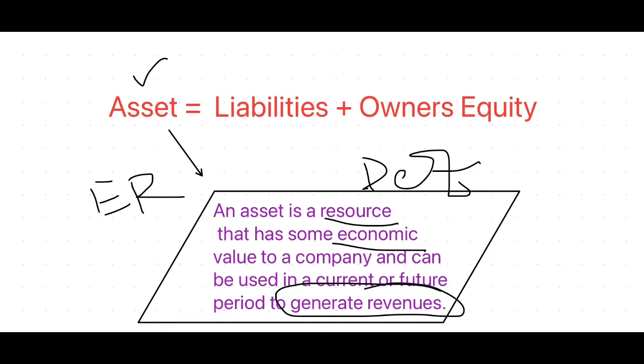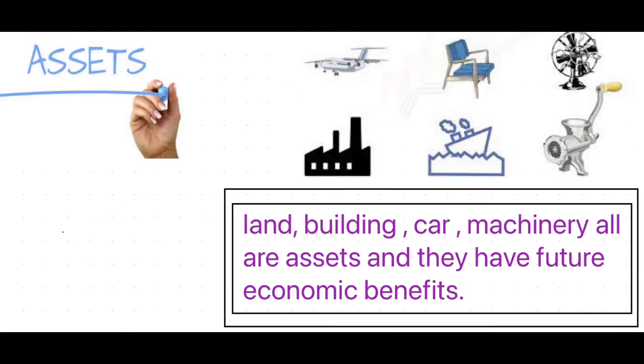Here we discussed that assets are basically of two types, current asset and non-current asset, but we will discuss these in our next few videos. Now if we talk about assets, a plane is an asset, a chair is an asset, a fan is an asset, and different machines and a factory, everything is an asset. These are examples of assets, though some of them are current assets and some are non-current assets, but we will discuss them in our next videos.